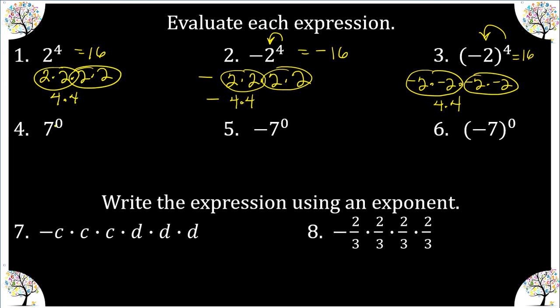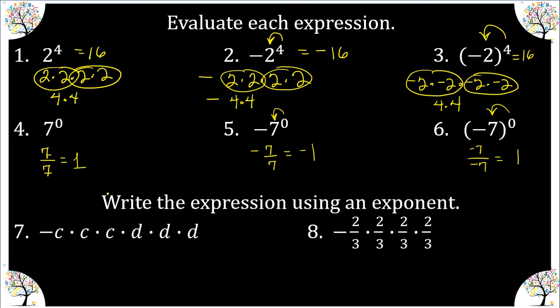For number 4, anytime we have a factor raised to the power of 0, it's really that number divided by itself, which gives us 1. Number 5, we have negative 7 to the 0. Our base is 7. The 0 is only attached to the 7, so we have negative 7 divided by itself. So we have negative 1. Number 6, we have negative 7 raised to the 0. This time the base is negative 7, so the 0 is attached to the negative 7. So we have negative 7 divided by itself, which gives us positive 1.